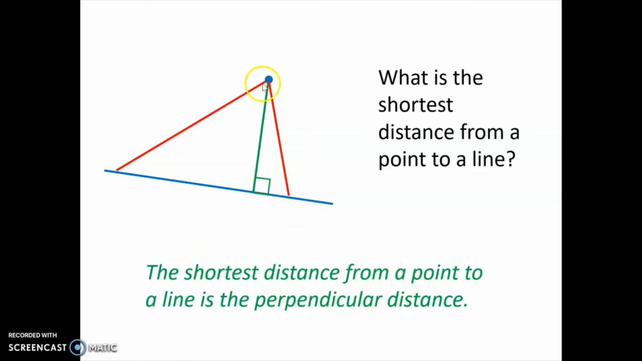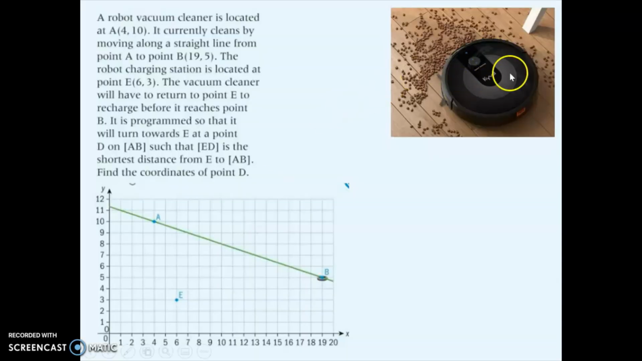Okay, that's an important idea, and it's going to be critical in our last problem. Let's see if we can figure this one out. This one's going to be much more challenging than ones we've seen. It's going to bring a lot of skills together. So here's the problem. We have a robot vacuum cleaner located at (4, 10), and you can see this graph here. Here is (4, 10), okay? It currently cleans by moving along a straight line. So here's its path, let's say. And it's going to move from point A to point B.